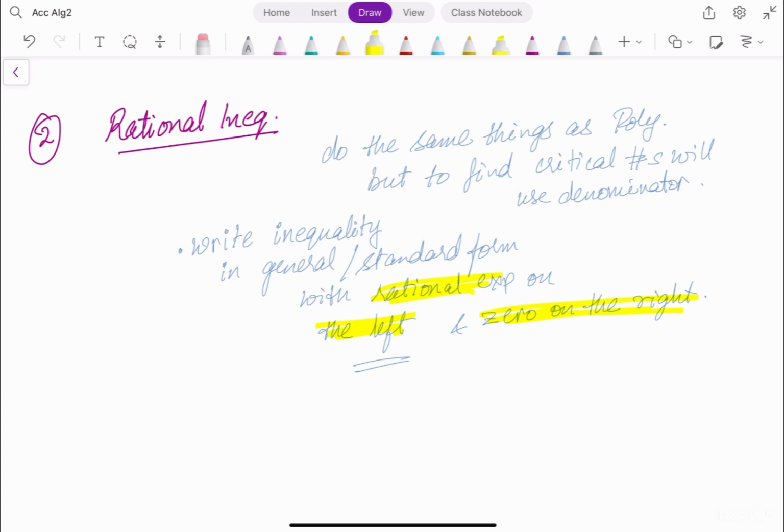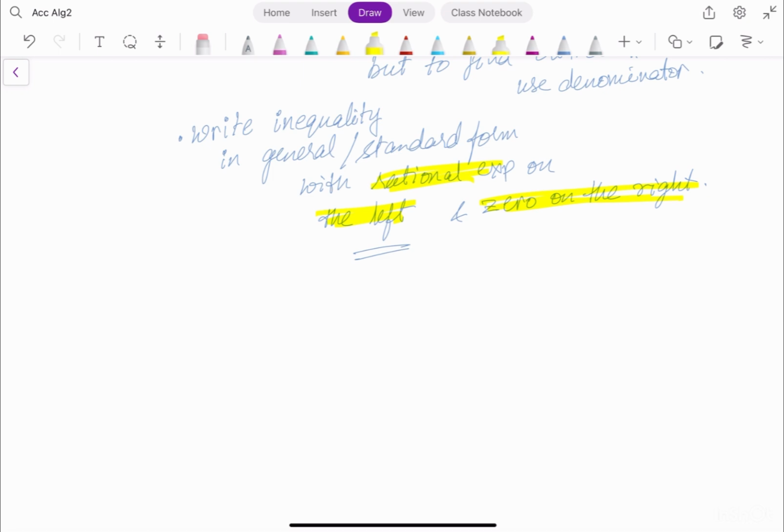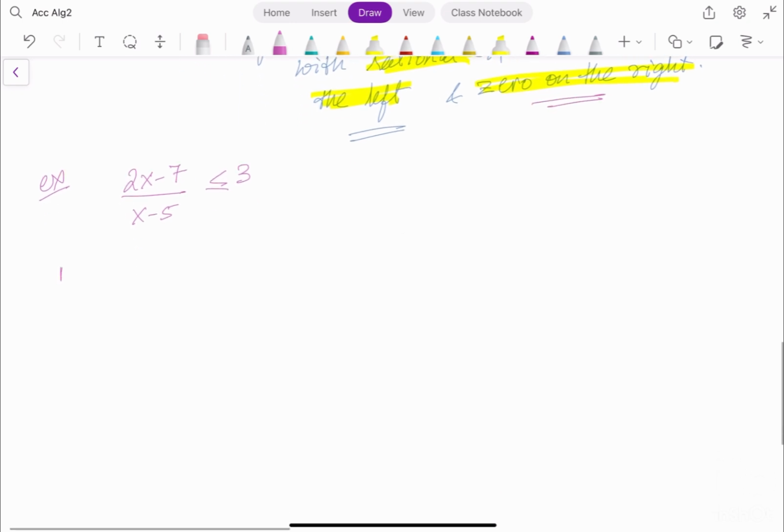Okay, let's understand with one example. So we have (2x minus 7) divided by (x minus 5), and everything is less than or equal to 3. Now, as it suggests, take all the numbers on the left hand side. So we can rewrite, and then we have to take the common denominator as well.